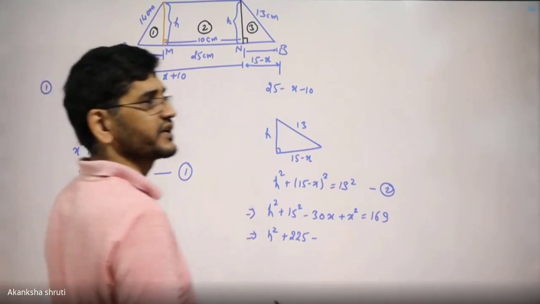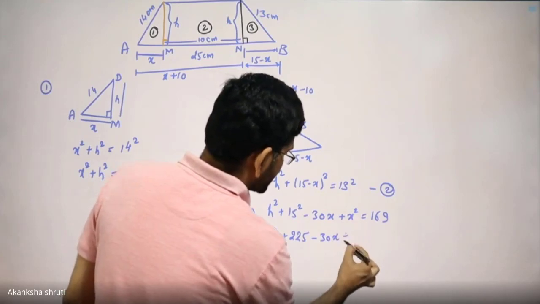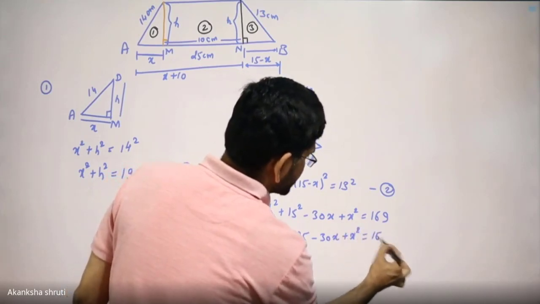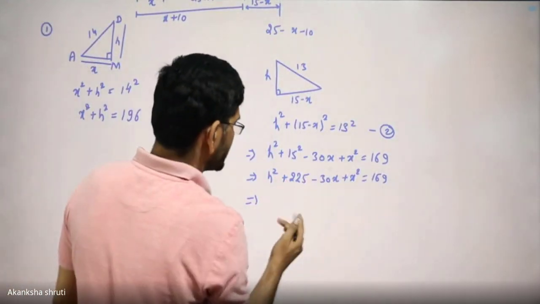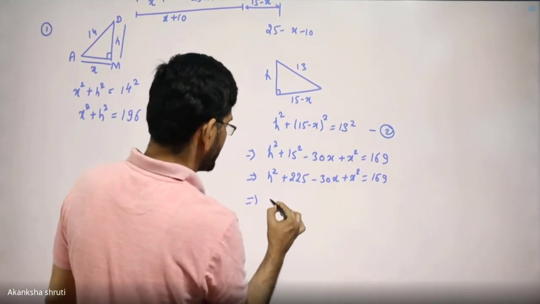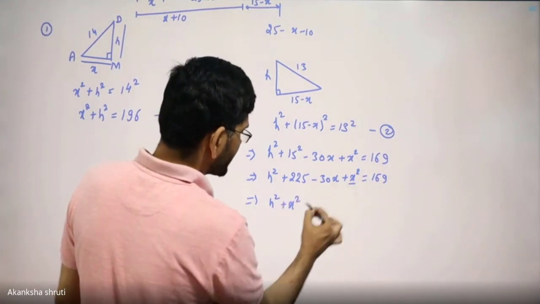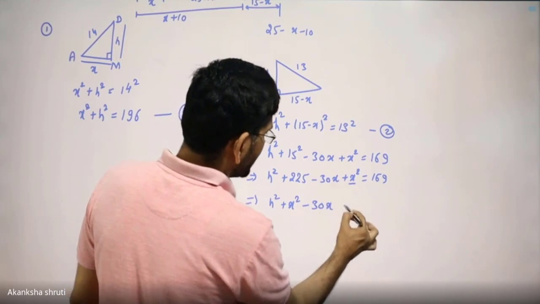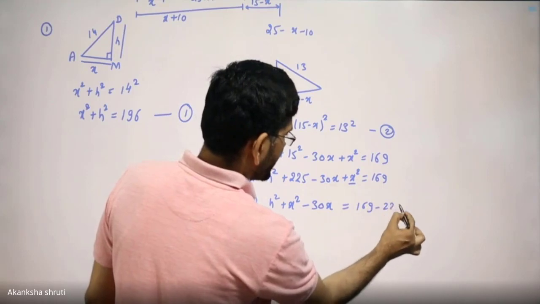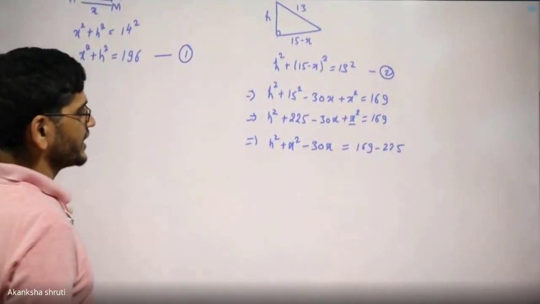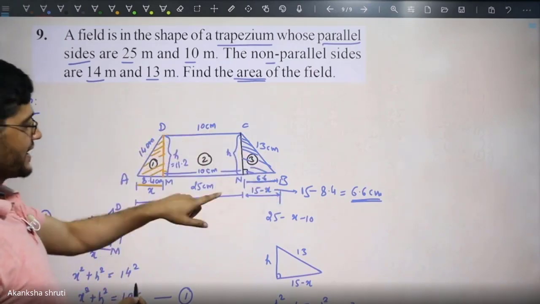Okay, the others will reconnect. So minus 30x plus x square is equal to 169. Is this fine, students? Now what to do? For simplifying, send this constant to the other side and keep the variable on one side. H square is already here. Let me write this x square first. X square minus 30x is equal to 169 minus 225.